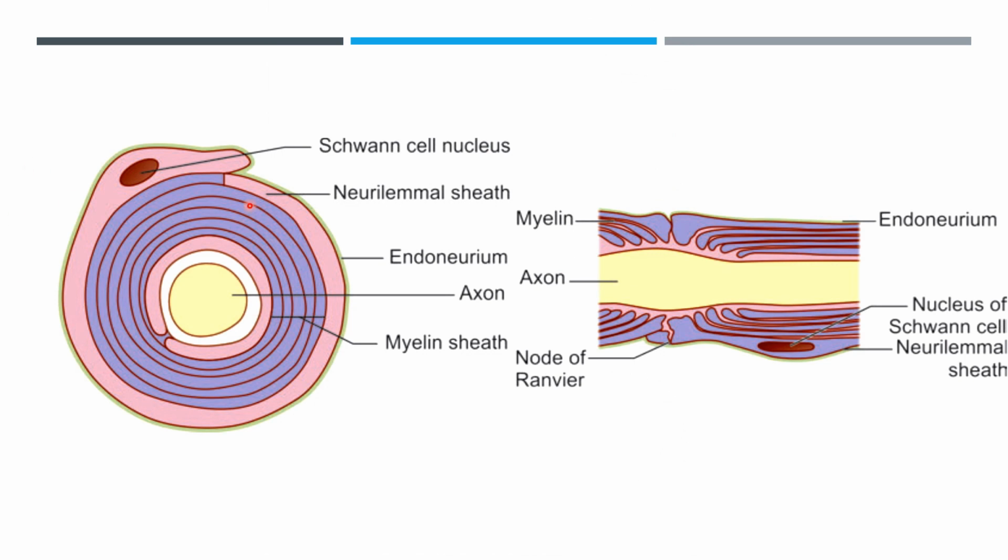So this is again the myelin sheath around the axon. This is the inner collar of cytoplasm, and this is the outer collar of cytoplasm, and the outer collar of cytoplasm also contains the nucleus of the Schwann cell, and that is known as forming the neurolemmal sheath. This is the cross section, and this is the transverse section.